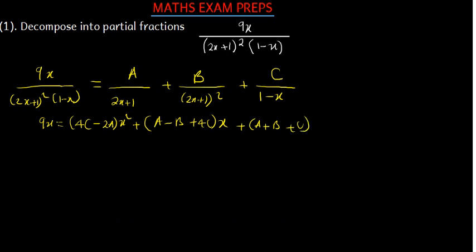Now we don't have anything with x squared on this side, so that means 4C minus 2A should be equated to 0. And then A minus B plus 4C should also be equated, but this one, there is x there and there is x here, so that one should be equated to 9.